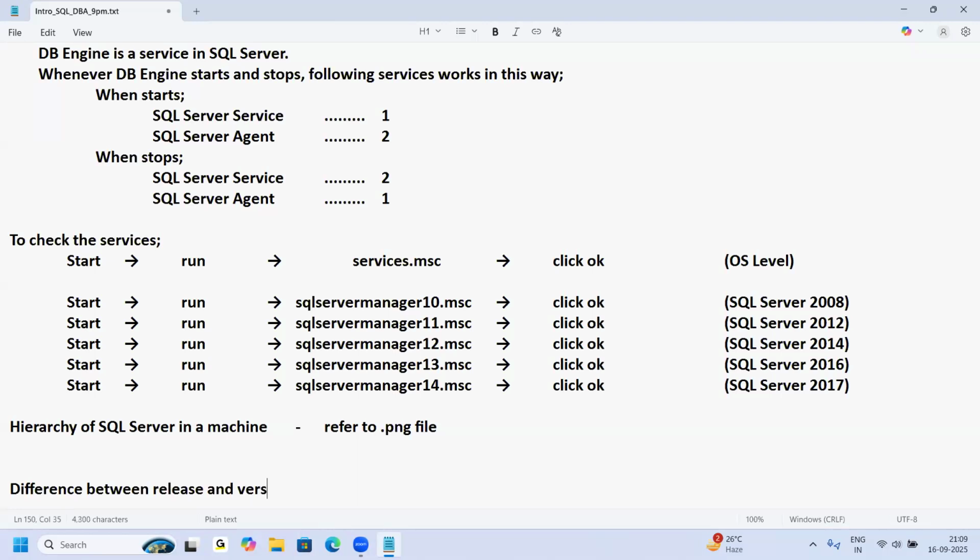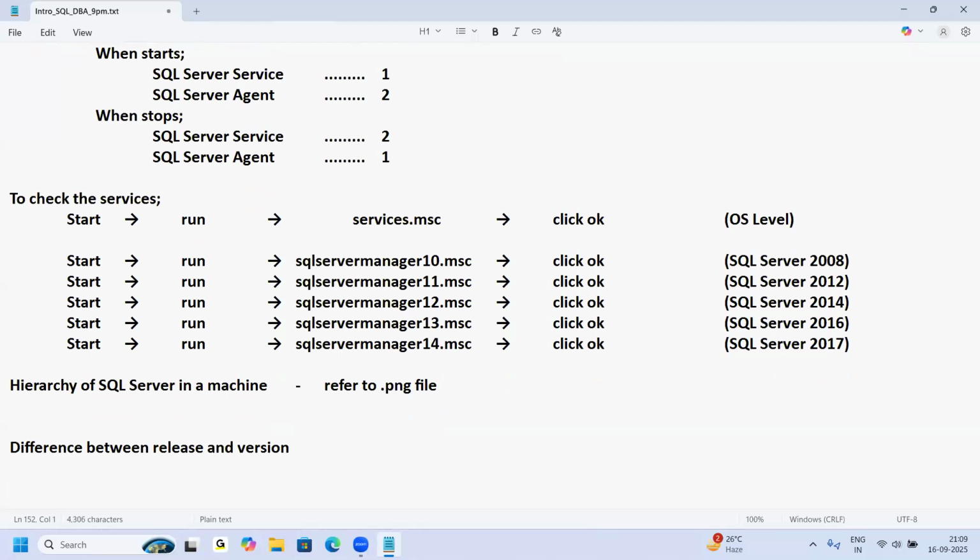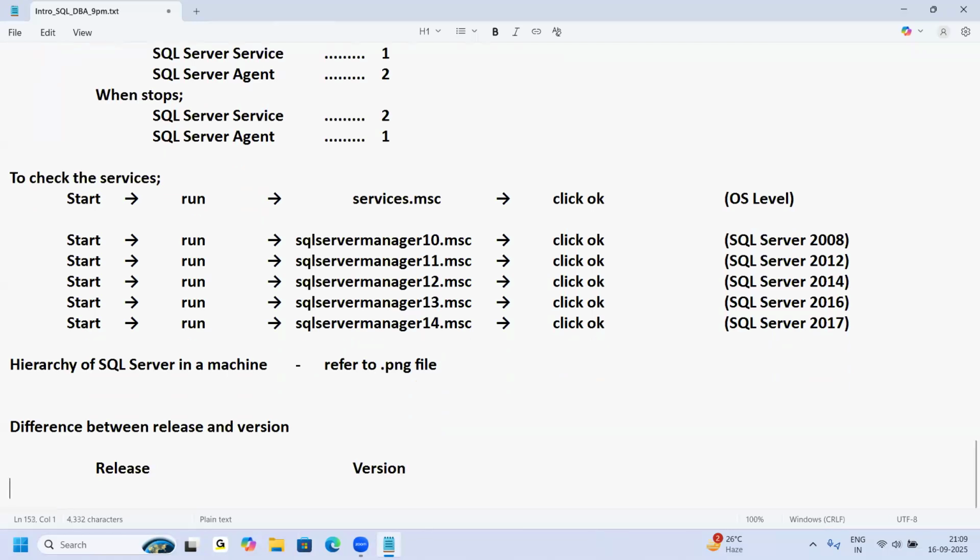Today, first we'll understand the difference between release and version. First, we'll be clear on that. We'll take a basic example of any version and we'll understand the difference. Now, if you talk about release and the other end, version. If I'm talking about SQL Server 2014, for example.